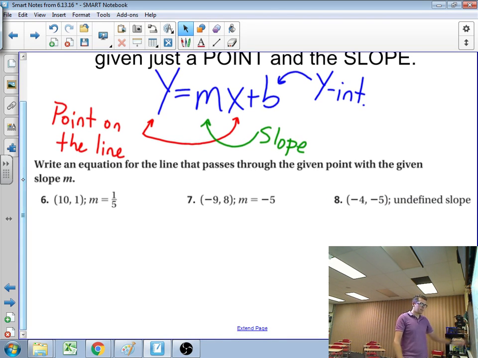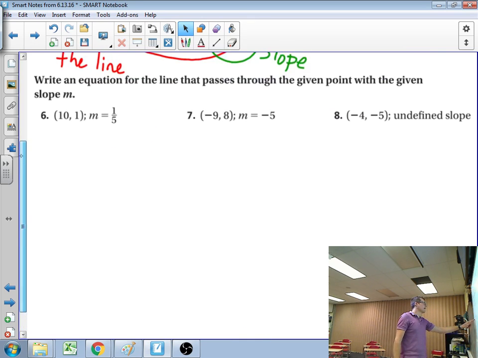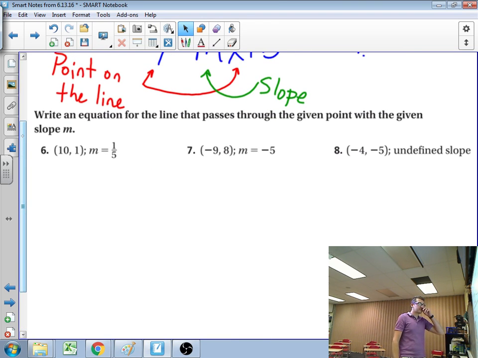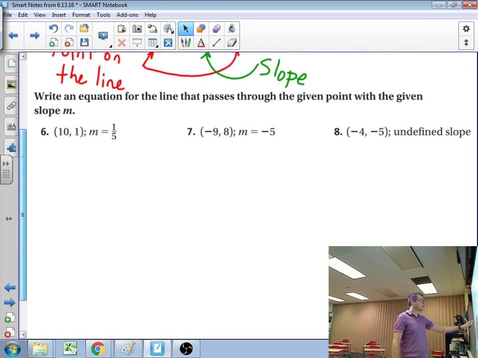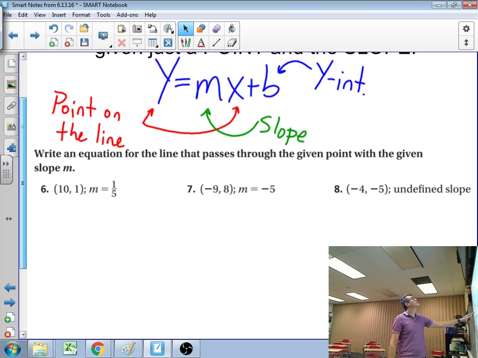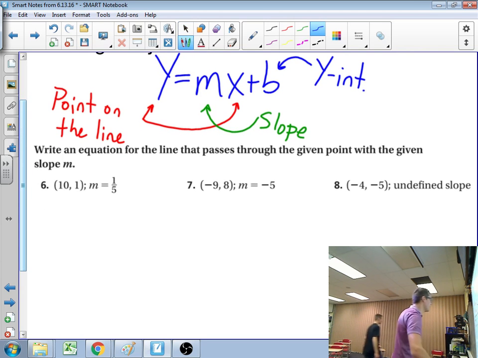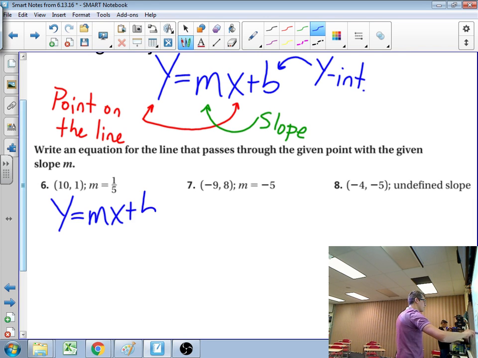But to get to that point, I'm going to plug in everything that I know. So when I look at number 6, what I know is a point on the line and the slope. So I set up my general equation to begin with, and I'll leave that shown for the current time. I say it's y equals mx plus b. Then start to plug in what you know.